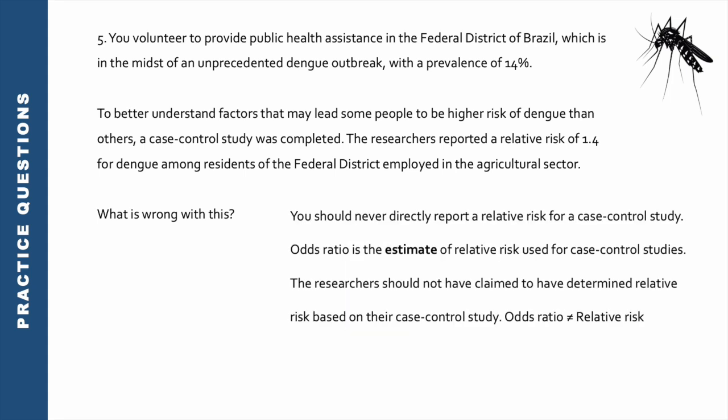You should never directly report a relative risk for a case control study. Odds ratio is the estimate of relative risk used for case control studies. The researchers shouldn't have claimed to have determined a relative risk based on their case control study. Remember that odds ratio provides a good estimate of relative risk for conditions that are rare, but it will exaggerate the difference for more common conditions.